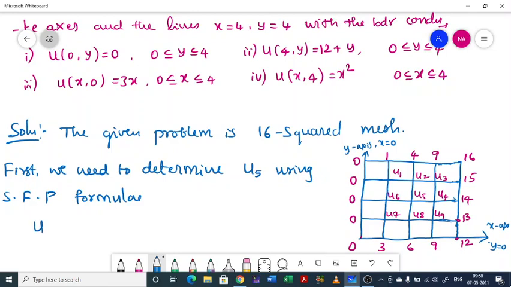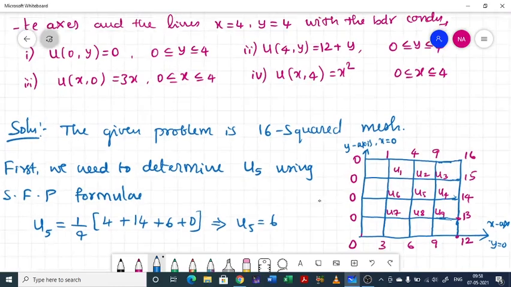So u5 will be, you have to use second neighbors here. You have to take the average of second neighbors. 4 plus 14 plus 6 plus 0. So 10 plus 14, 24 by 4. So u5 will be 6.